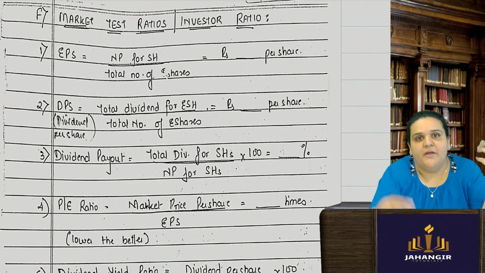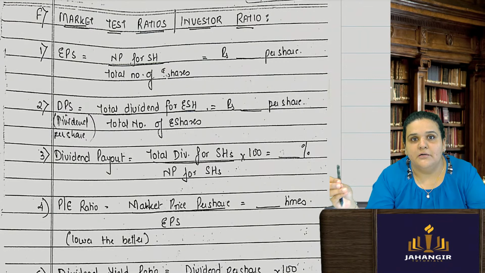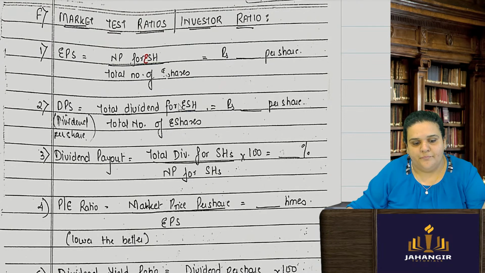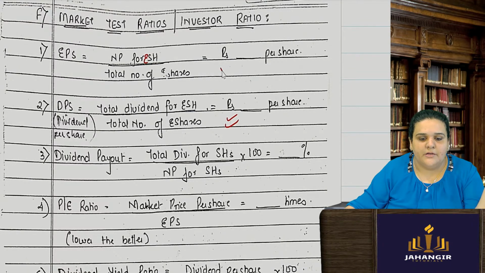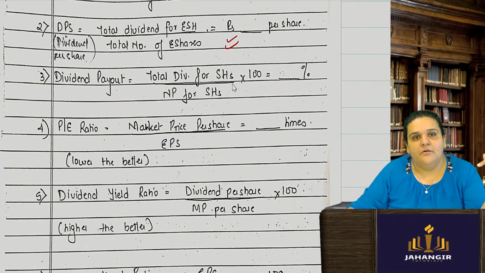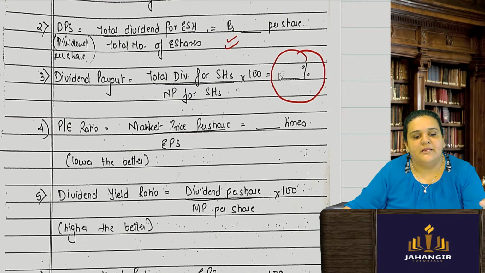If I want to know my earning per share, I will take the net profit available for the equity shareholders upon the total number of shares. Dividend per share: total dividend for the equity shareholders upon the total number of shares. We all know the dividend payout ratio. Here it will be total dividend for shareholders upon net profit for shareholders, into 100. So I take the amount of total dividend and divide it by the net profit for shareholders.